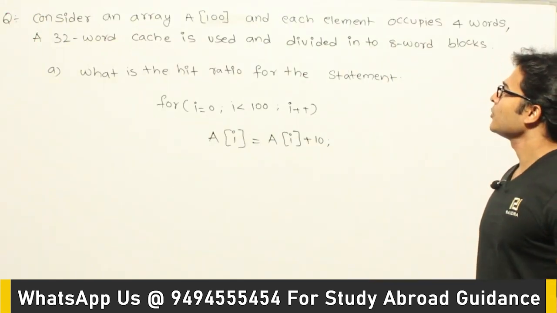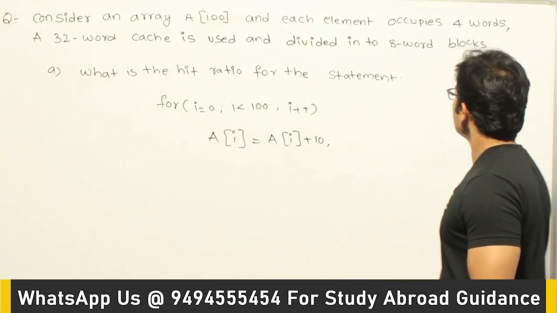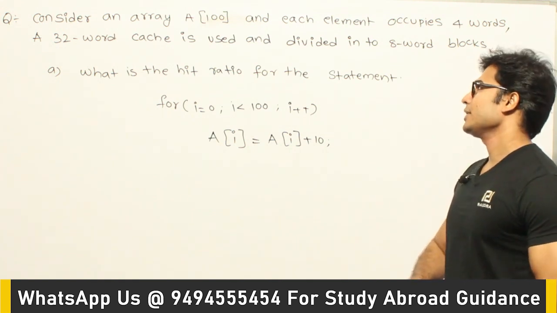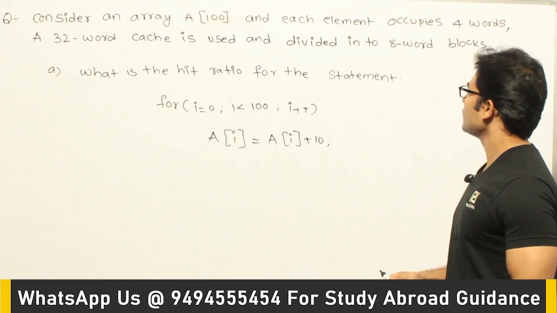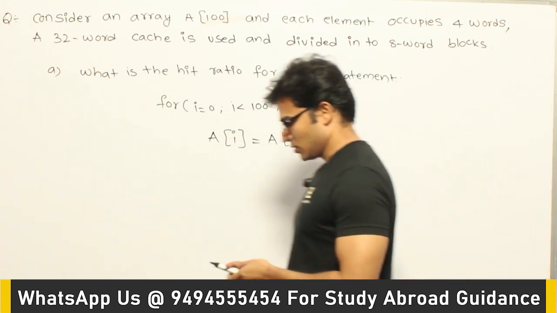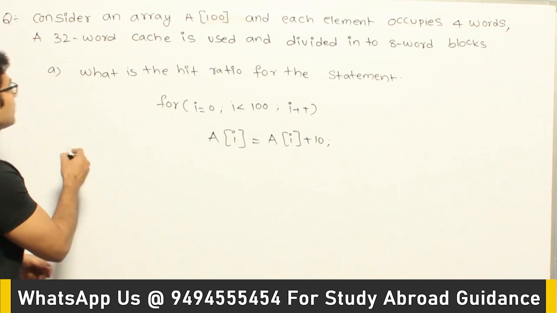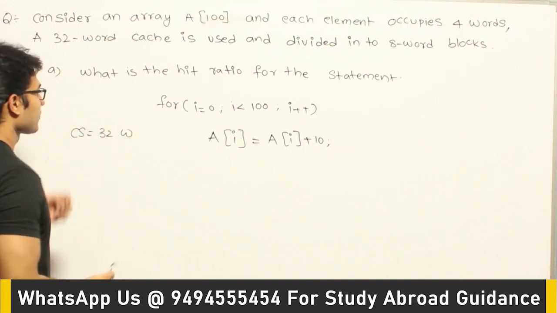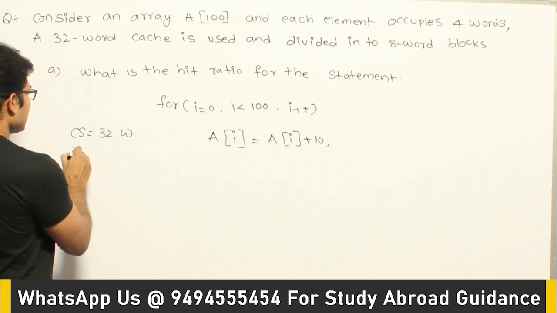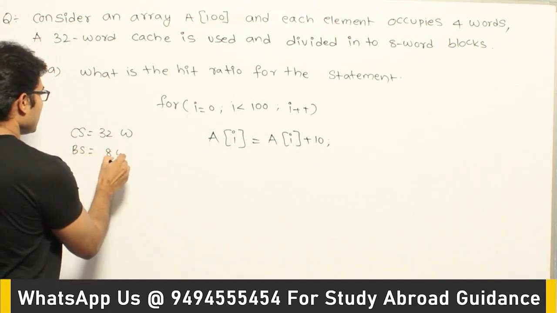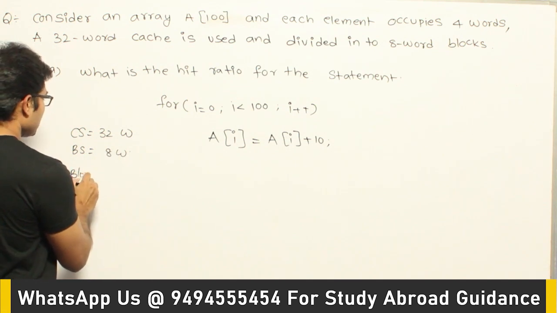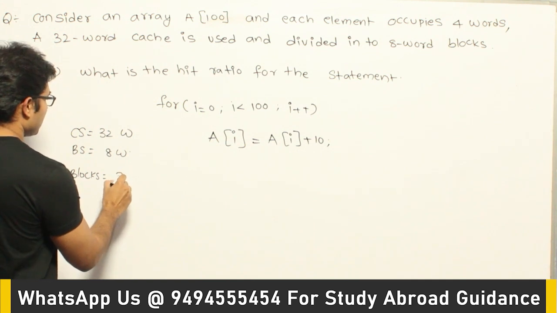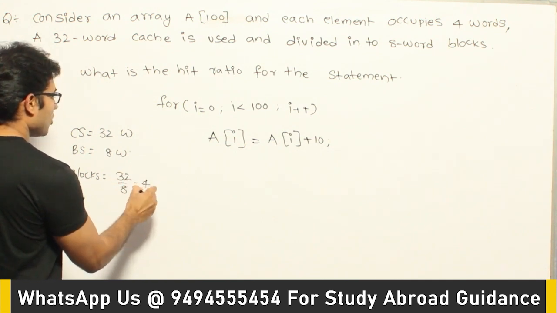Let's see this. Consider an array A of 100 elements, and each element occupies 4 words. A 32 word cache is used and divided into 8 word blocks. So they are saying that the total size of the cache is 32 words, and then block size is 8 words. Therefore the number of blocks is going to be 32 by 8, which means 4 blocks are there.